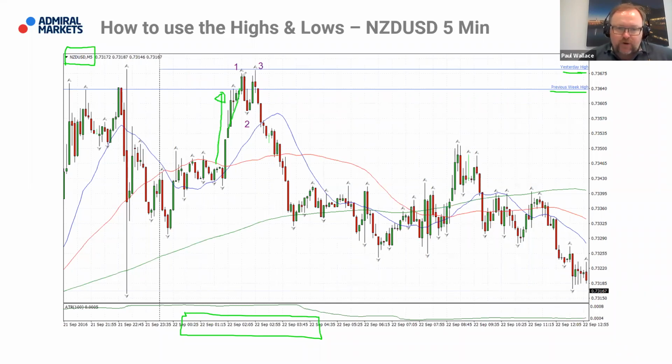And then actually we put in a nice M pattern there at yesterday's high and the previous week's high, before price dropped all the way back down towards the middle of the range, back in towards the 200 period moving average. So it's just a very, very simple setup.